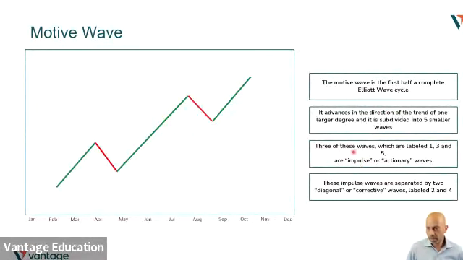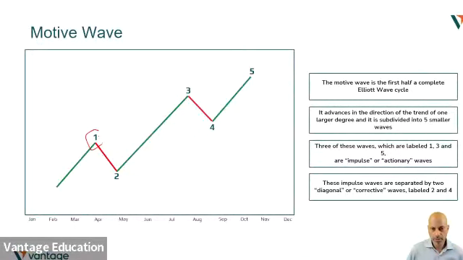Three of these waves, which are labeled 1, 3, and 5, are called impulse or actionary waves. In this case, they are the waves depicted by the green line. It's usually upward, obviously, in the bullish trend. And the impulse waves are separated by two diagonal or corrective waves labeled 2 and 4, which you see here highlighted in red. So we can see this is wave one, this is wave two, or sorry, wave three, and this is wave four.